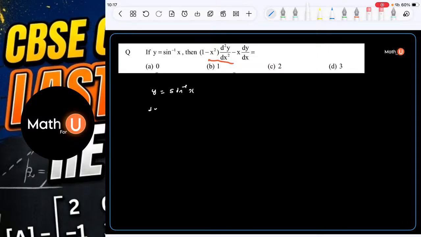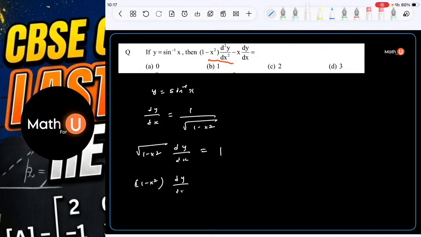Okay, dy by dx, differentiate this: dy by dx equals 1 by square root of 1 minus x square. Cross multiply, we get square root of 1 minus x square times dy by dx is equal to 1. Squaring on both sides, we get (1 minus x square)(dy by dx) whole square equal to 1 square, 1. Differentiate on both sides.